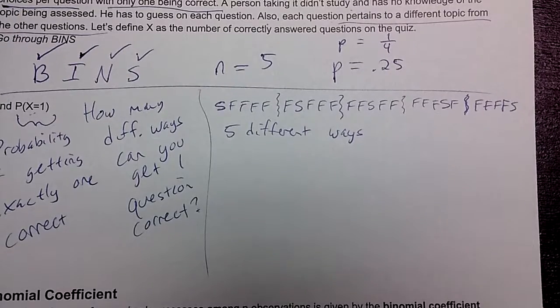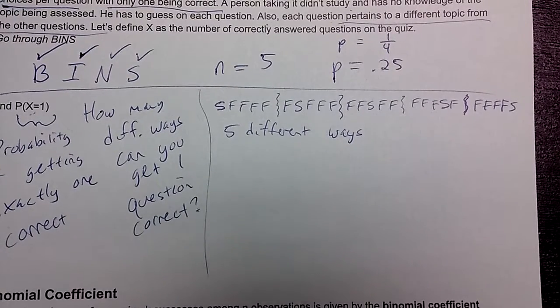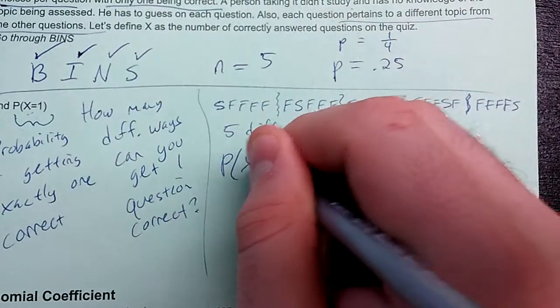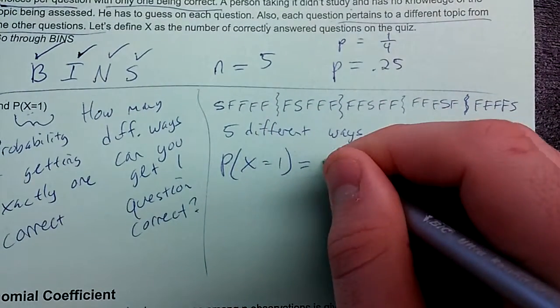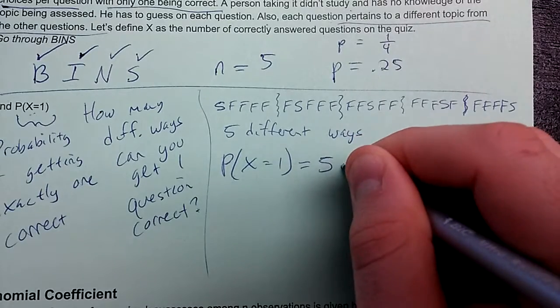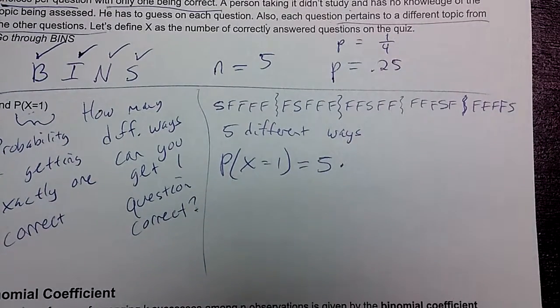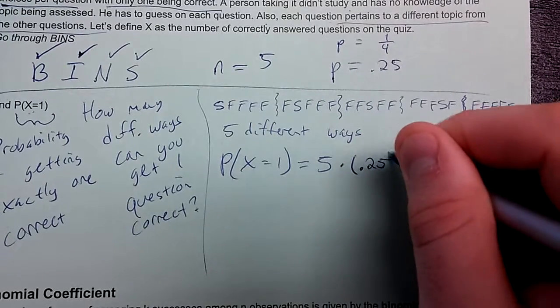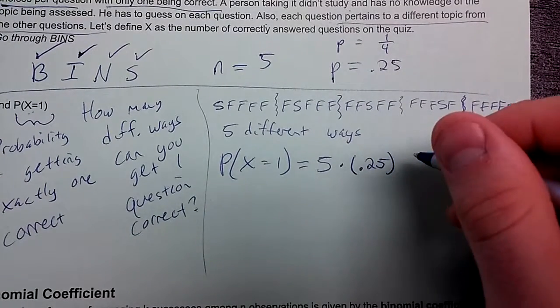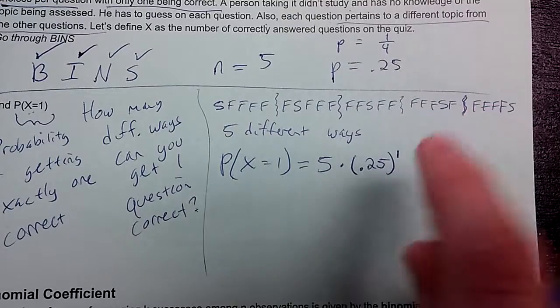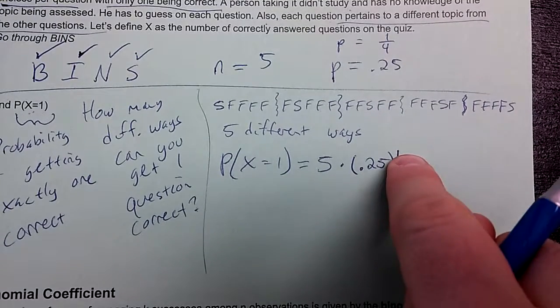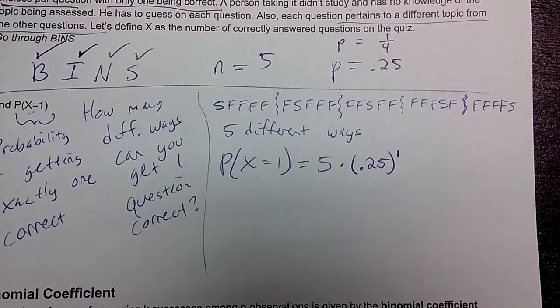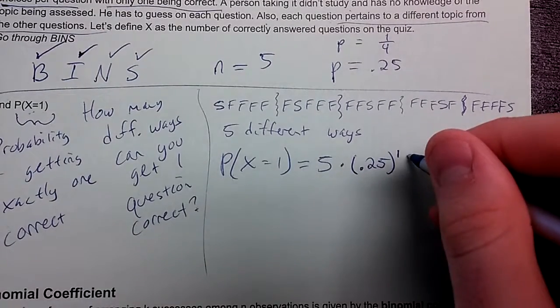So the 5 different ways is important because you have to find the probability of one way and then multiply it by 5. So the probability of X equals 1, or only 1 success, you're going to start off by saying 5 times the probability of 1 correct. Well, the probability of success is 0.25, and that's happening 1 time. So the power of that is going to be 1. Since I only have 1 success, the power of it is only 1. If I have 1 success, that means I have 4 failures.